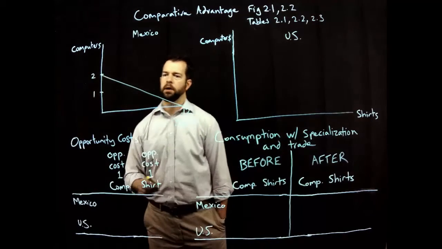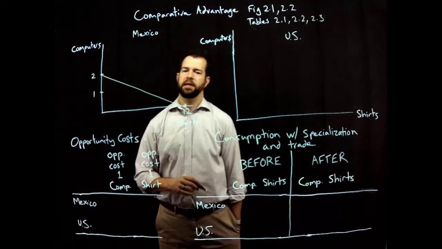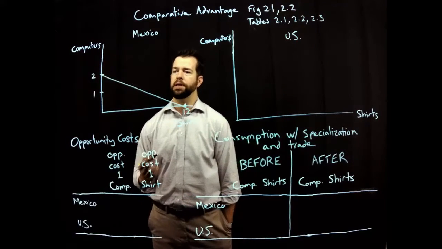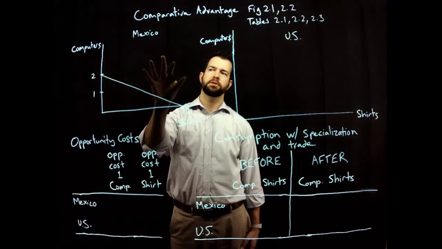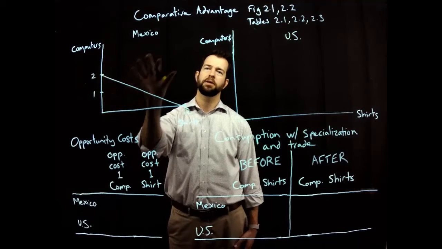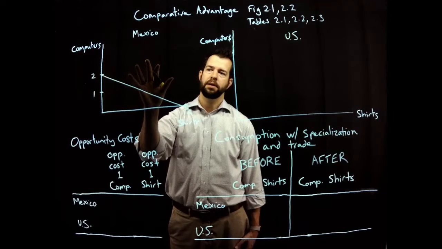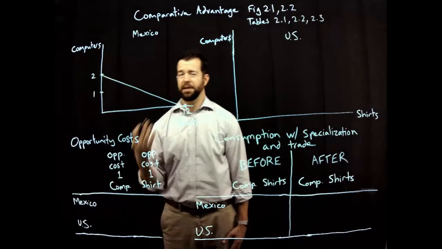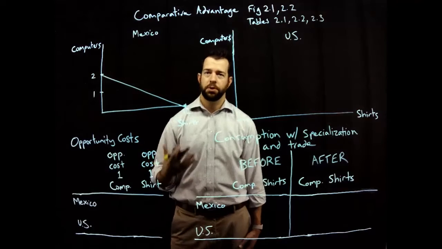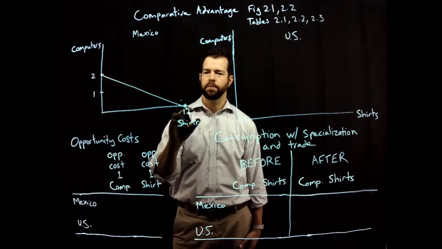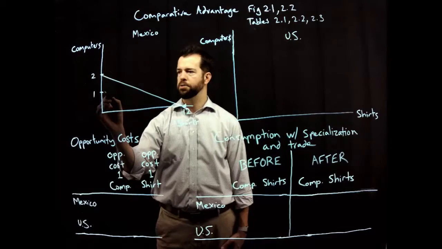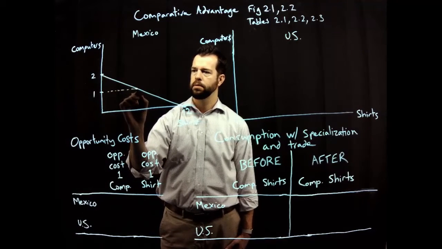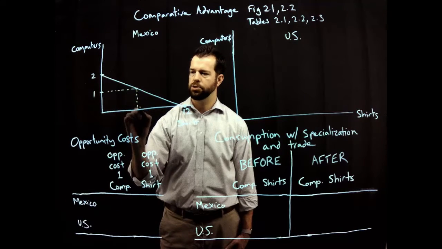And what they decide is they can't just live on all computers and all shirts. They want a combination in between. They'd like to have as many shirts and computers as possible, but anything beyond the production possibilities frontier is not possible, and anything inside the production possibilities frontier would be inefficient. You'd be leaving resources and technology unused. And so they choose to make 1 computer and 6 shirts.